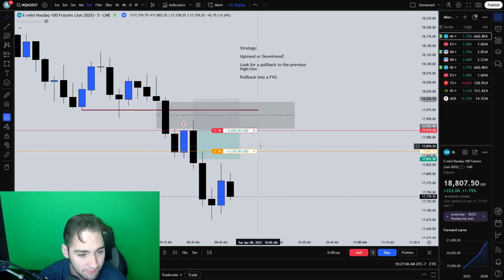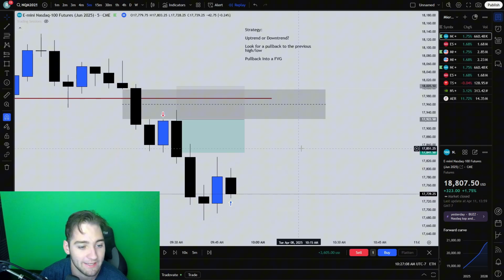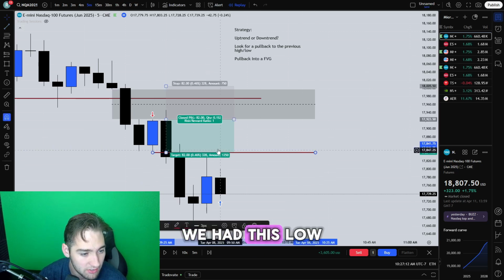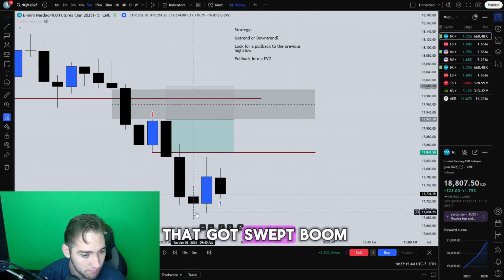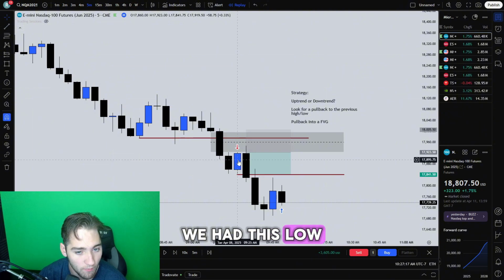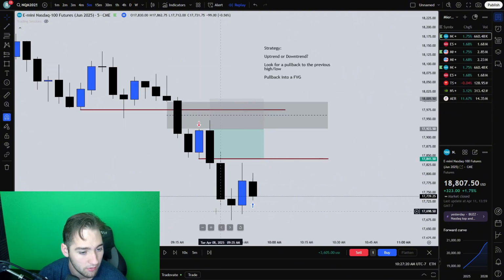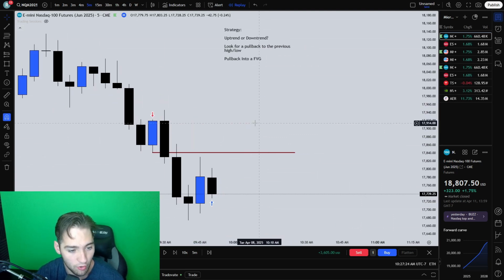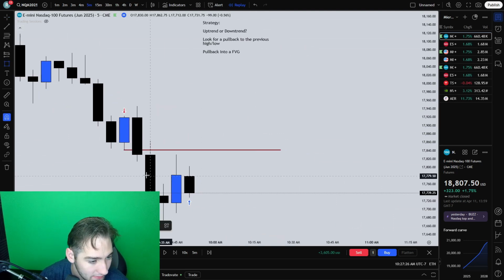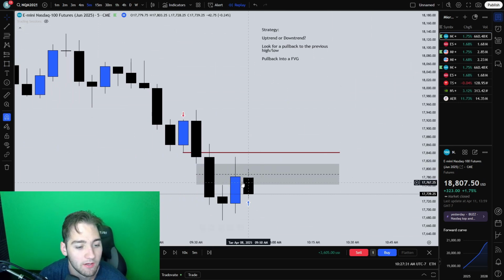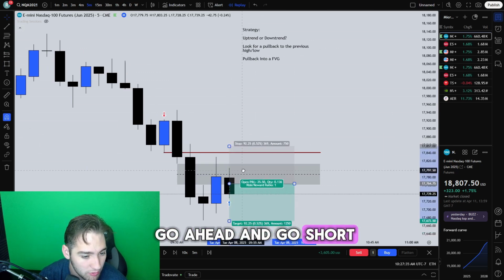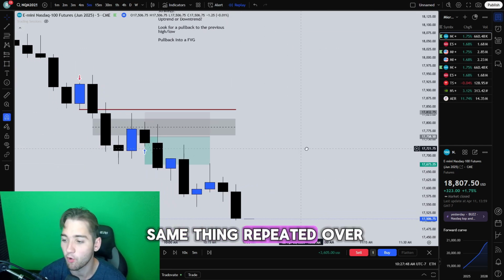See, and again, we can do the same thing over and over. Say you want to get out of this trade. Boom, we had this low that got swept, boom, we had this low that got broken. We are still in a downtrend as we can see, so we want to pull back. We have another fair value gap right here. Boom. Price comes back into that. This is exactly when to go short. Again, it's just the same thing repeated over and over.